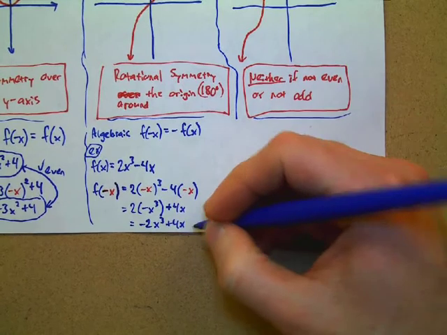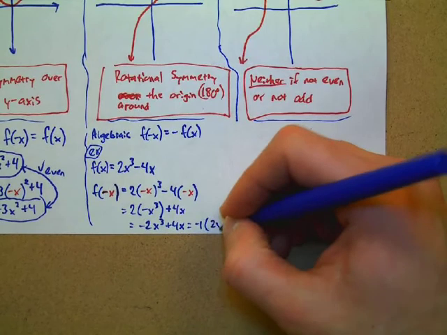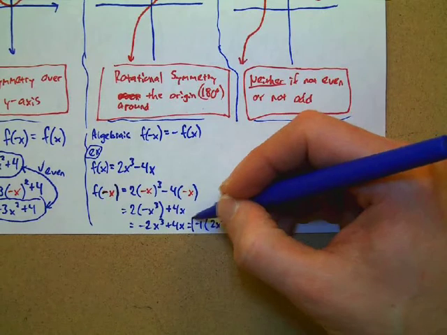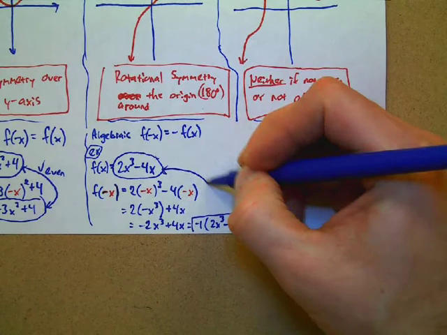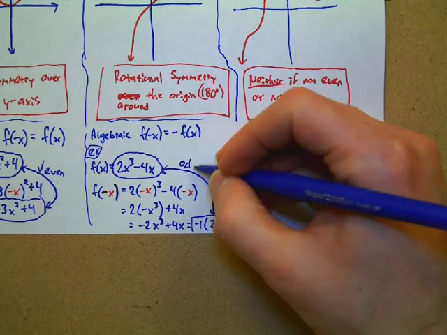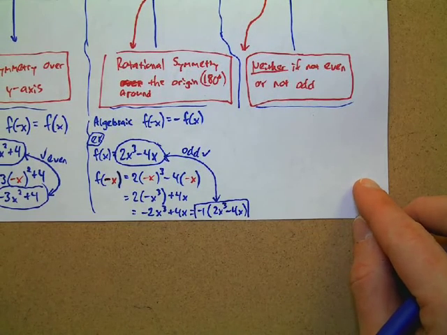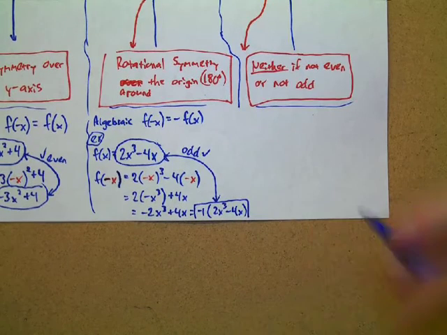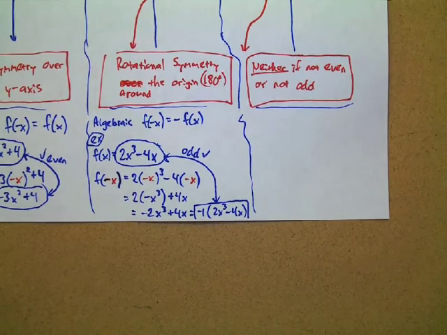If you want to see it even further, you can factor a negative 1 out, right? And so we have negative 1 in front times 2x to the third minus 4x. And then you can see they're exactly the opposite of each other. You can see that they're exact opposites. This one's the same as that one, except it's got a negative 1 in front of it.